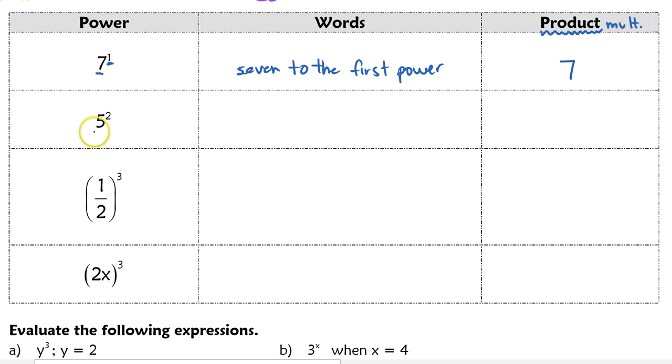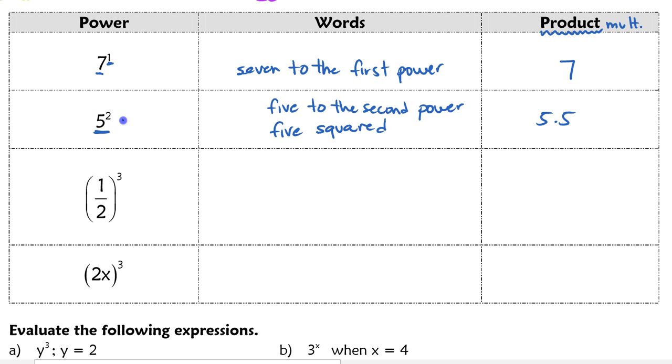This next example here, we have 5 squared. Now notice I'm saying something a little different. Instead of saying 5 to the 2nd power, I'm using 5 squared, and either one is okay. So I'm going to write out both. We have 5, that's our base, to the 2nd power. But more commonly, instead of saying 5 to the 2nd power, people will say 5 squared, just because it's faster. So for this product here, we would see 5 repeated: 5 times 5. That's the product representing this power, 5 to the 2nd power.